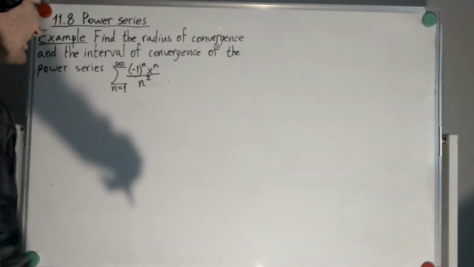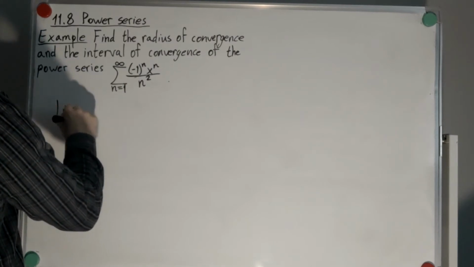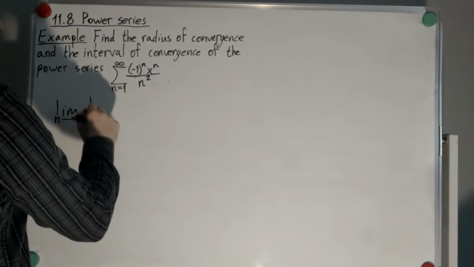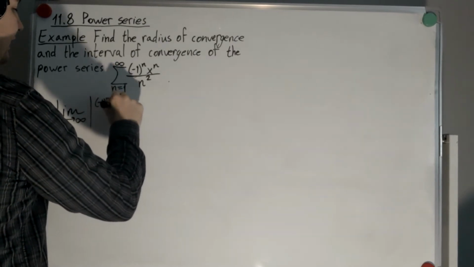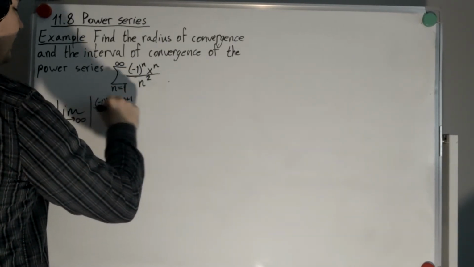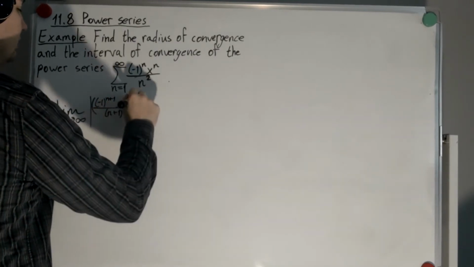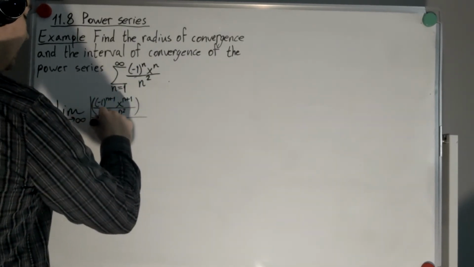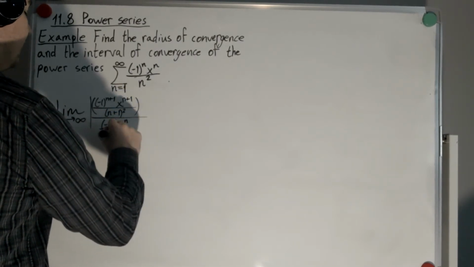Ratio test. So this is going to be limit as n approaches infinity of the absolute value of (-1)^(n+1) x^(n+1) divided by (n+1) squared. All of this is divided by (-1)^n x^n divided by n squared.